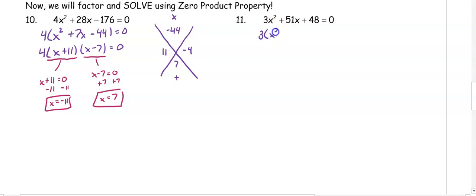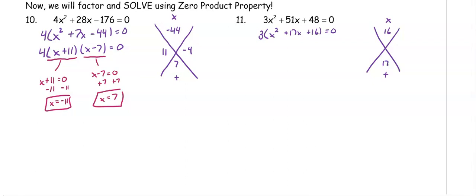In number 11, our GCF is a 3. We're going to divide everything by 3, so we get x squared plus 17x plus 16 equals 0. So we need two numbers that multiply to 16 but add to 17. So we want two positive numbers. A lot of us are probably thinking 4 and 4, but don't fall into that trap because 4 plus 4 is only 8. So we need different numbers that multiply to 16 that add to 17.